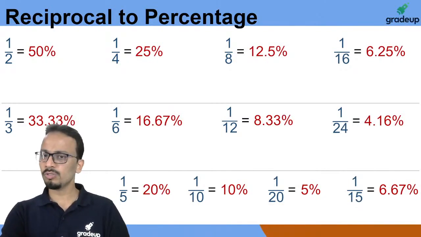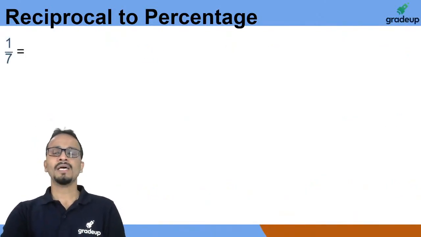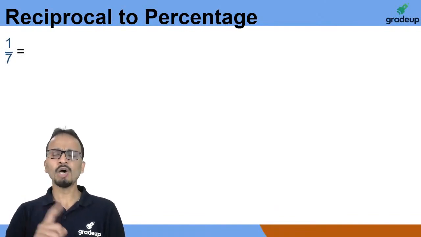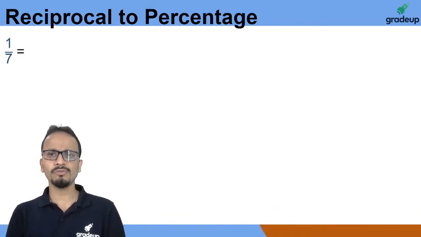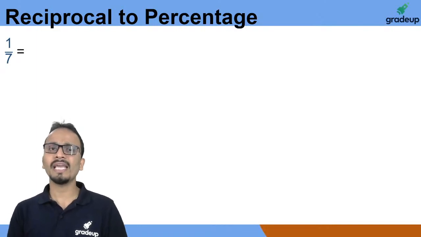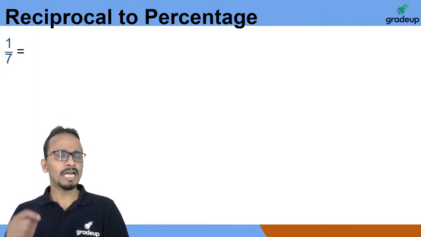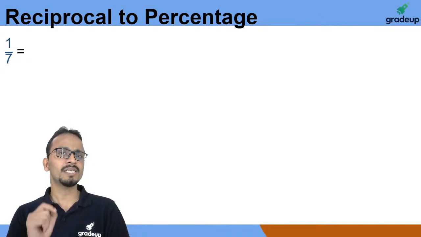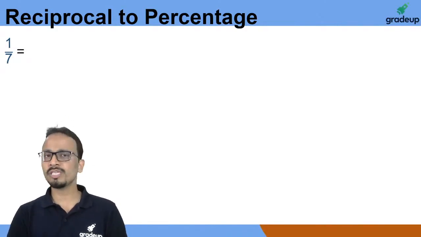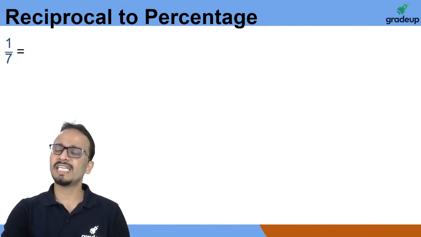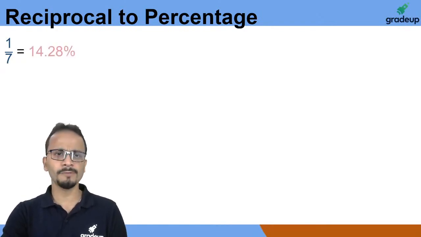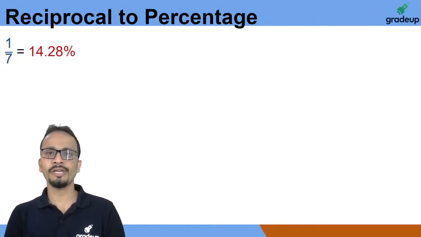Now let's move on to some other fractions. Now 1 by 7. You need to remember this value. Obviously, we cannot calculate it again and again when it is required. If you are in regular practice of using these percentage equivalents of fractions, definitely you will remember them. So 1 by 7 is 14.28.